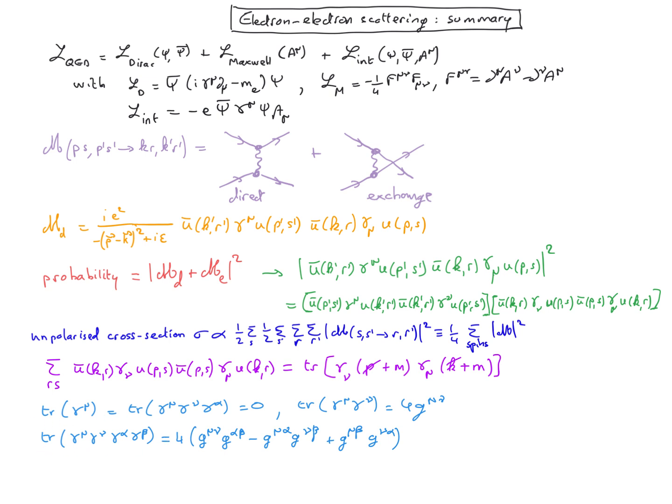Also, to complete our calculation, we should take the product of this term times this term, but we only looked at this one, and we should of course take into account the prefactors of the amplitudes and square them.